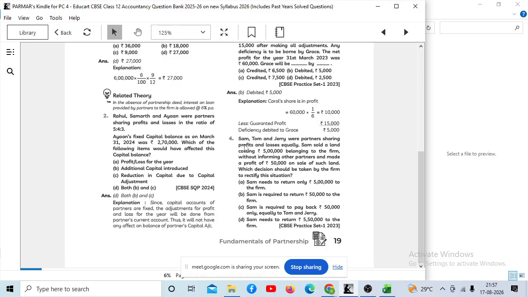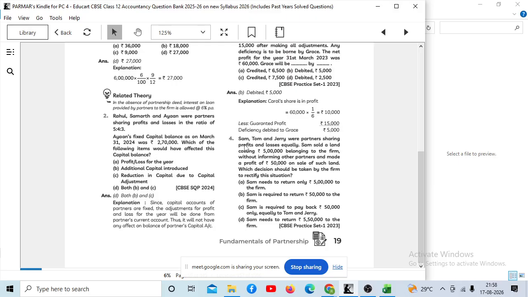Just read this question number 4. Sam, Tom, and Jerry were partners sharing profits and losses equally. Sam sold a land costing 5 lakh belonging to the firm without informing other partners and made a profit of 50,000 on sale of such land. Which decision should be taken by the firm to rectify the situation? Read the options also. You got the situation, no? There was one land which was belonging to the firm, right? And one of the partners sold that land and he had made a profit of 50,000, right? So now there is a dispute and they want to rectify the situation. So how will they rectify? Just read option A.